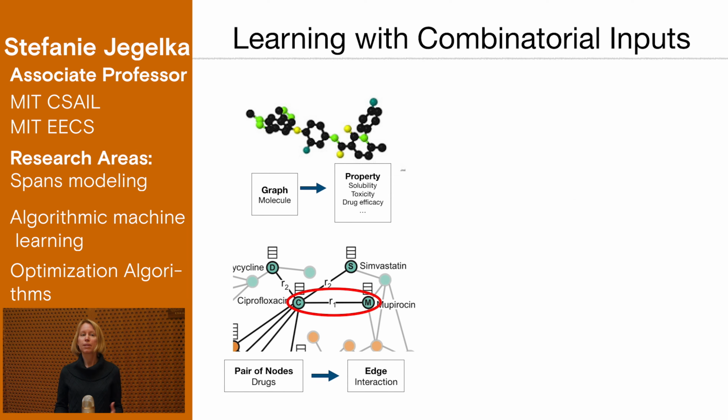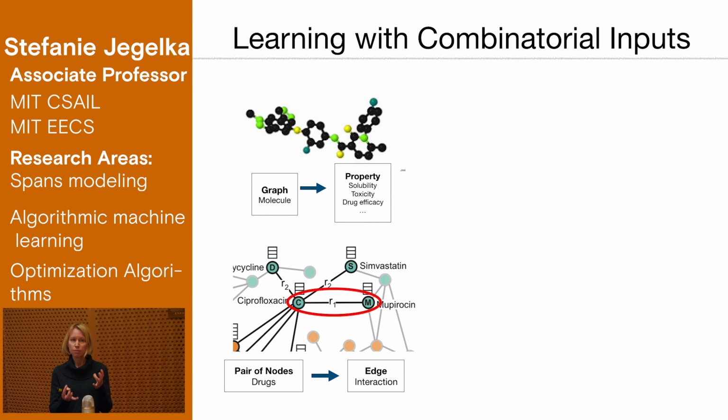So the first example is learning with graphs. What's a graph? A graph is a structure that consists of entities. Think about people and connections between these entities. Think about friendships or something like that. Another example is a molecule where the entities are atoms in the molecule and the relations are bonds in the molecule.